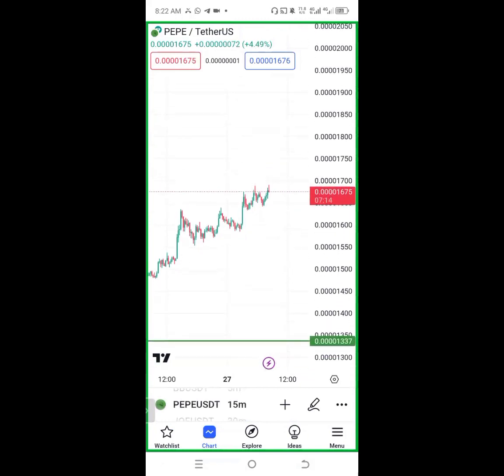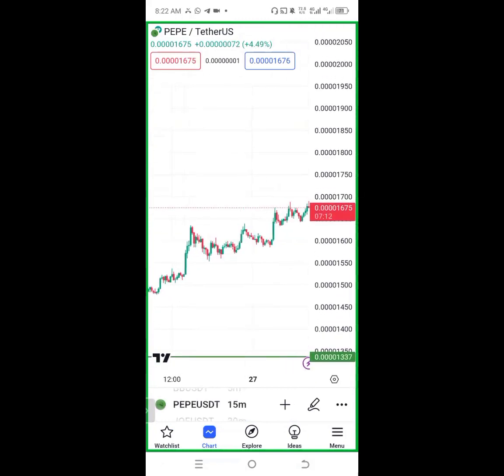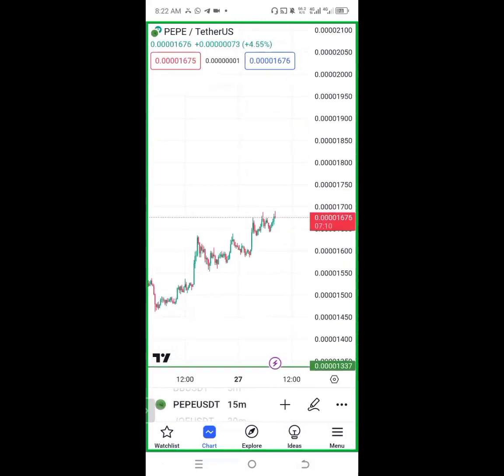So, ladies and gentlemen, we are talking about a horizontal line, a horizontal trend line. And in talking about a horizontal trend line, we are talking about support and resistance. And just like we said, support and resistance are actually price levels. Let's talk about resistance first.